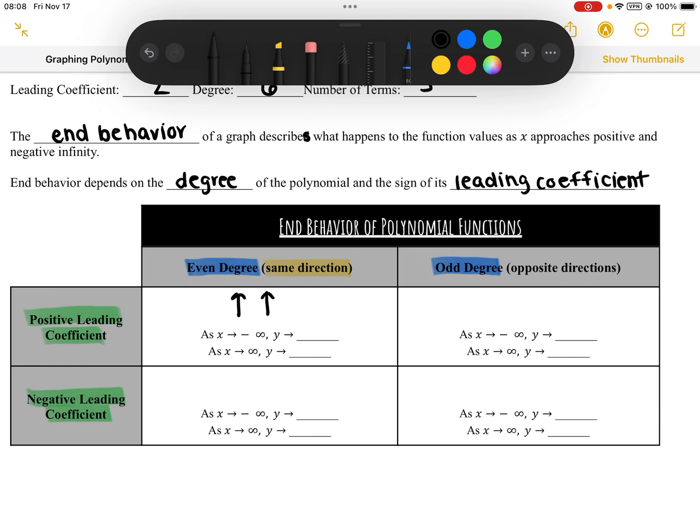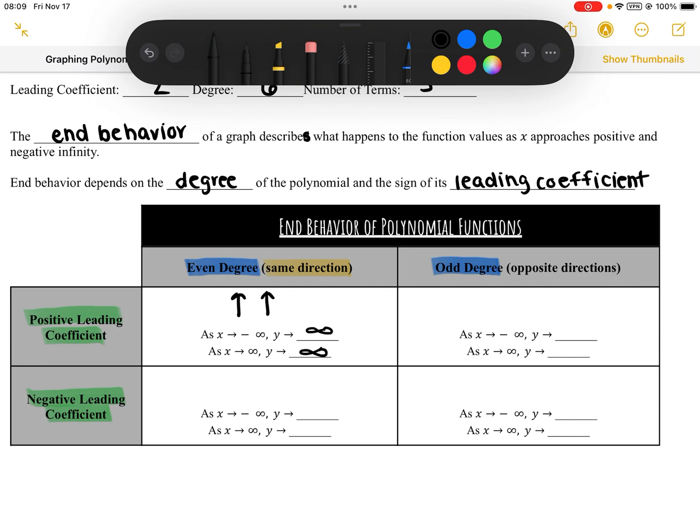So as x goes to negative infinity, as it goes to the left, my y value is going to keep getting bigger and bigger and bigger, so it's going to go towards positive infinity. As x goes to infinity, which is to the right, y is going to keep getting bigger and bigger and bigger and go towards positive infinity.